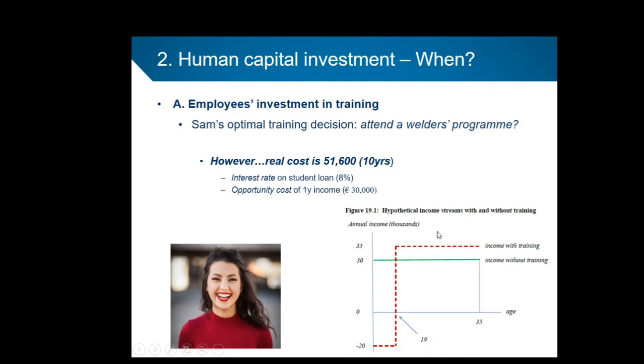So in fact, the real cost of the program is 51,600. So 30,000 in foregone income plus the 21,600 for the tuition fee with interest. So this implies if she wants to have a return on investment, she might need to work more than 10 years. So in fact, specifically 11 years. So based on these parameters, she might decide maybe it's not worth the effort to invest in the welders program.